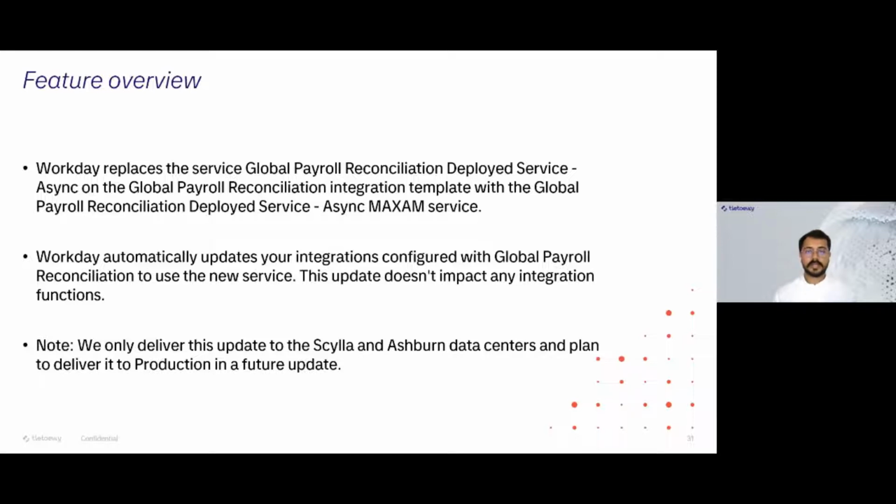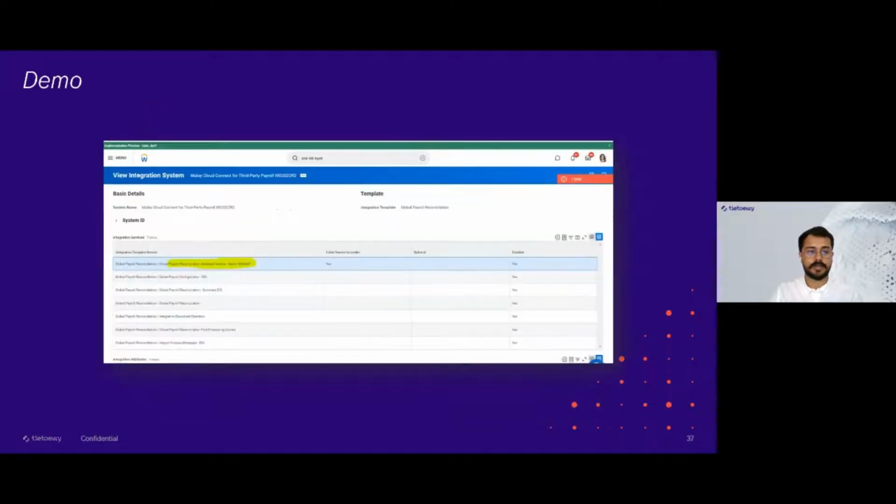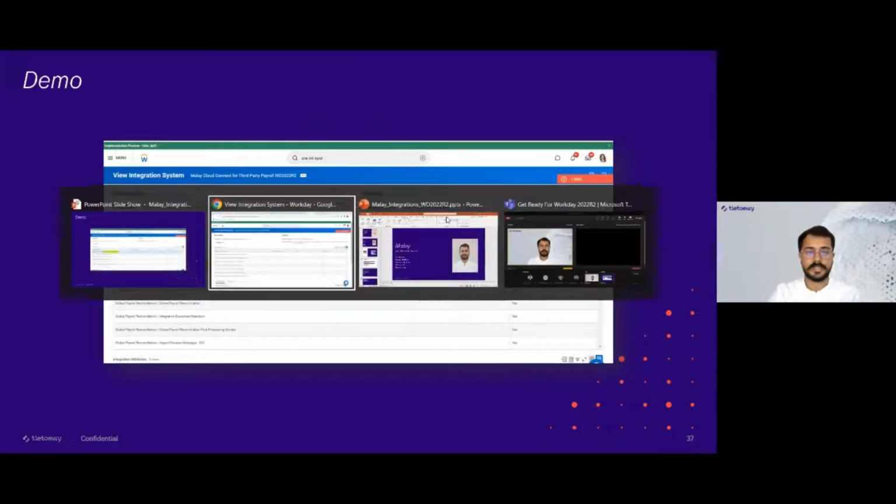Then in the global payroll reconciliation deployed service, they have changed one of the deployed services and changed it to an async maxim service. So it has been automatically available in every global payroll reconciliation integration, and this doesn't impact any of the integration function. We don't have the exact detail on why they have changed this, but I will be showing you one of the screenshots where you can find what exactly has happened. So I have created one of the global payroll reconciliation integrations. I will also show you in the tenant.